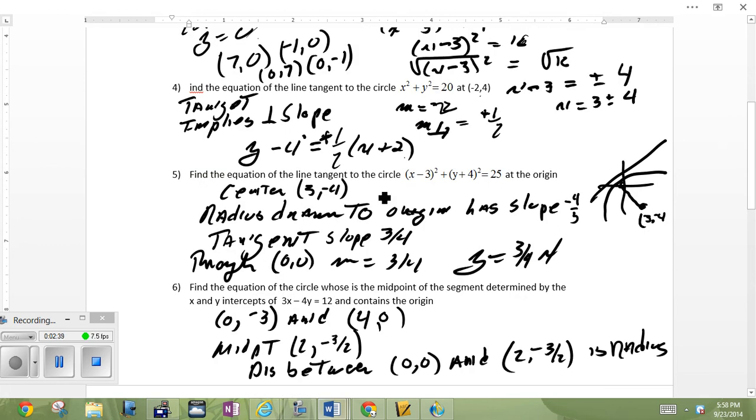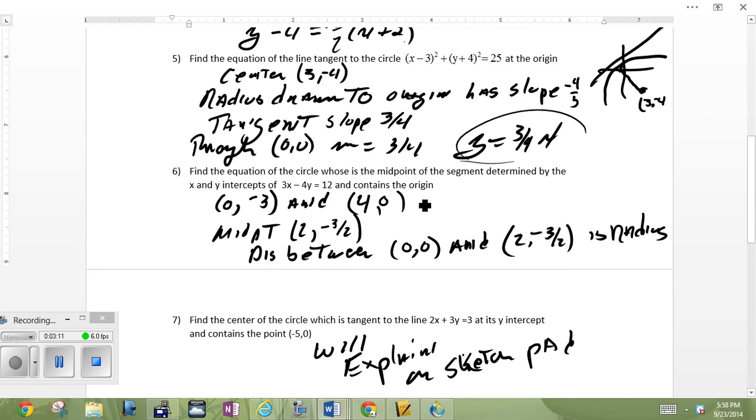5, find the equation of the line tangent to this at the origin. Same approach, okay? The center is 3, -4. With the center, you find the slope from there to the origin. That slope is -4/3, so the tangent will have a slope that is 3/4, and so since it is going through the origin, okay, there's no x-intercept or y-intercept, so the line is just y equals 3/4 x, okay?